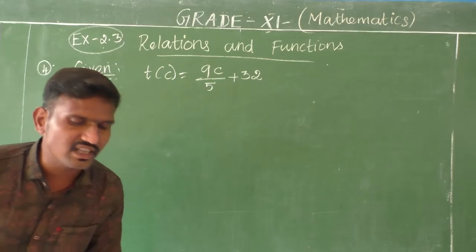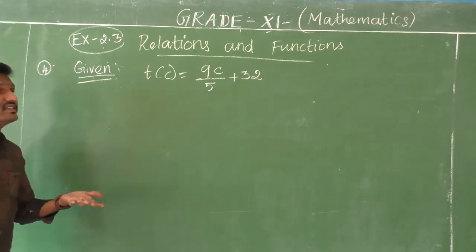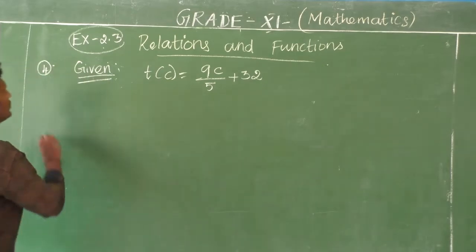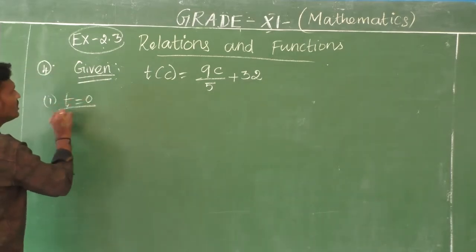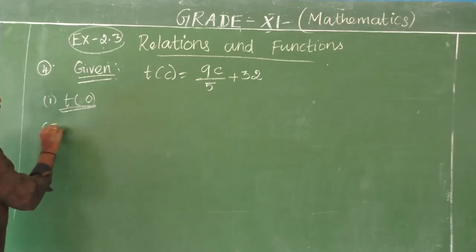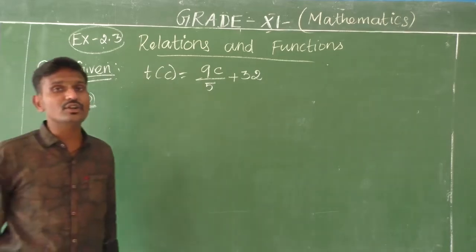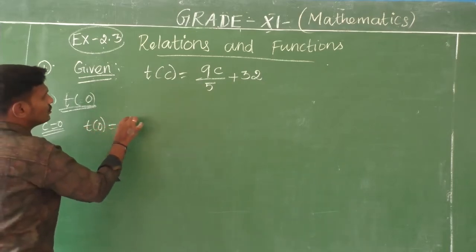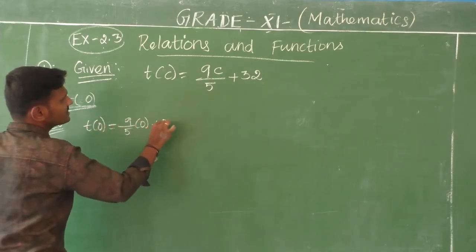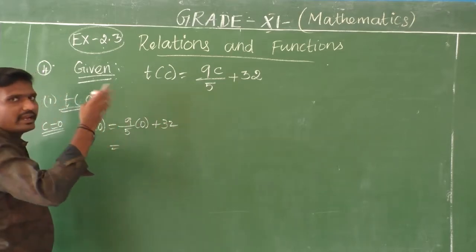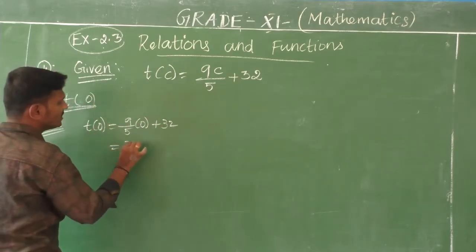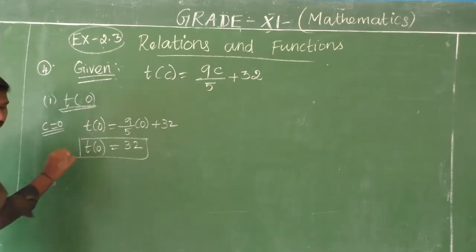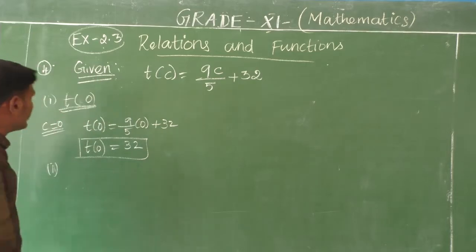The temperature is given in two types, Celsius and Fahrenheit, as you already know from your physics. Now we want to find T of 0 first. T of 0 means we substitute C equal to 0 in T of C. So T of 0 equals 9 by 5 into 0 plus 32. Zero multiplied by anything gives 0 only, so 0 plus 32 is 32. The value of T of 0 is 32.